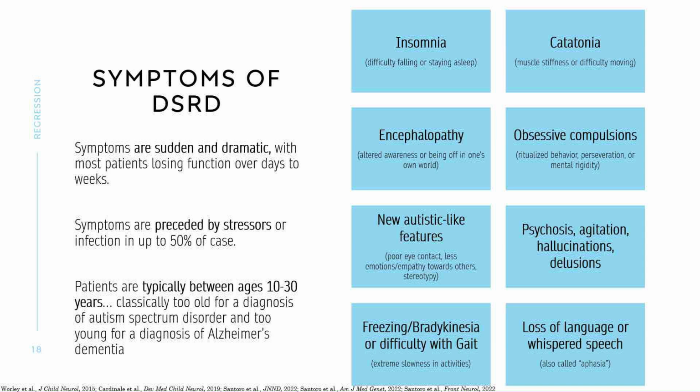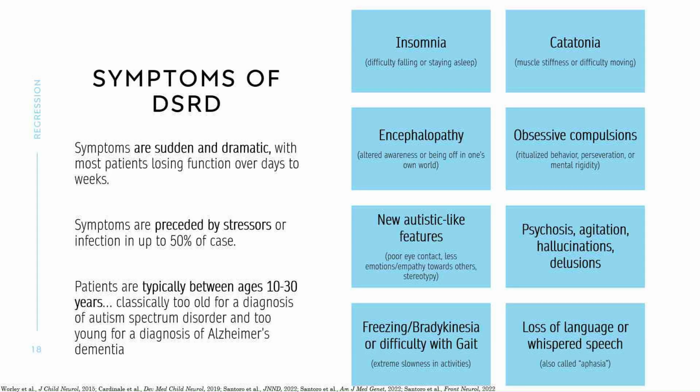Now, I want to make a quick side note here. Notice the sudden, dramatic nature being preceded by a stressor or infection, how that seems to correlate a little bit with another known neuroinflammatory disease, autoimmune encephalitis. We're kind of positing here that Down syndrome regression disorder is a unique form of autoimmune encephalitis towards persons with Down syndrome.